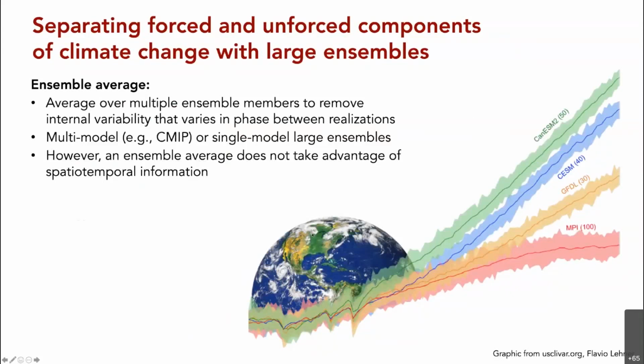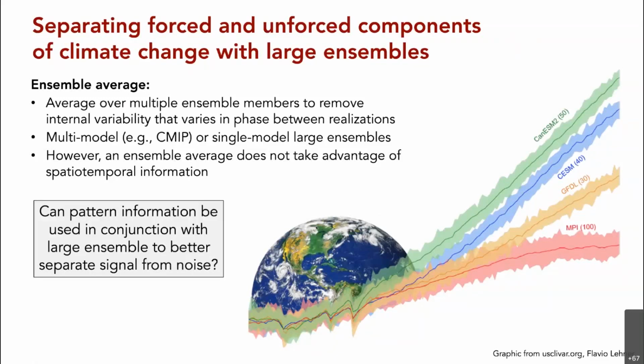However, there's still a lot of spatial and temporal information in the forced climate response and in internal variability that's not really being taken advantage of in something as simple as an ensemble average. So one of the questions we're dealing with in this article is, can pattern information be used in conjunction with large ensembles to better separate signal from noise?